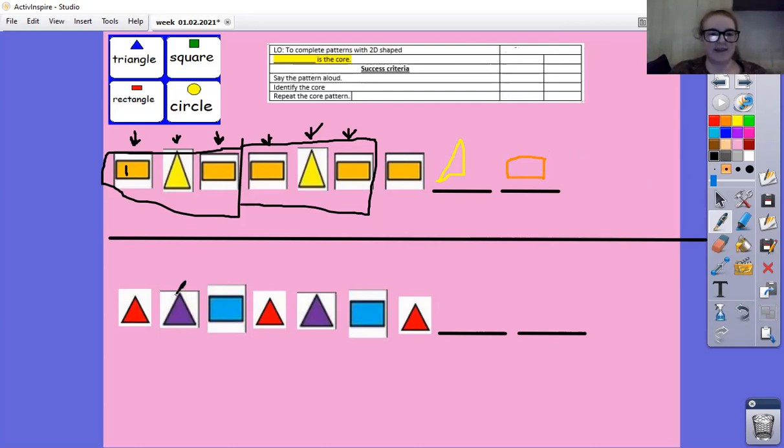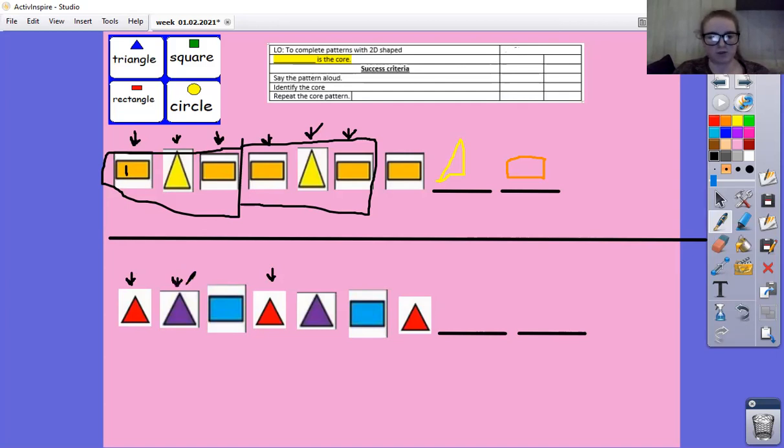Fantastic. So firstly, let's say the pattern aloud. Red triangle, purple triangle, blue square. Red triangle, purple triangle, blue square. Red triangle, space, space. Okay, so we've said the pattern aloud, and now we need to identify the core. So I've got a red triangle here that starts off my pattern. I can see that I've got a red triangle here. So this could be where the pattern finishes and the new one starts, where the core finishes and the repetition starts. Let's just check.